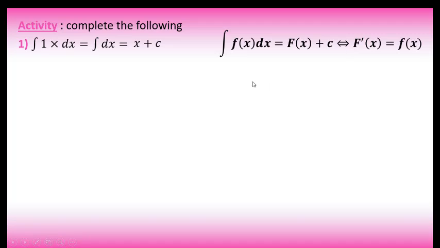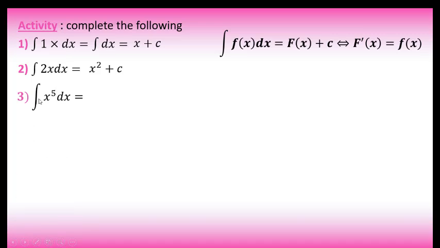Notation, remember it. Integral f of x equal capital F if and only if derivative of capital F equal small f. Now integral x dx. Can you suggest the answer? The answer should be x squared over 2 plus c, simply because derivative of x squared over 2 equal to x.